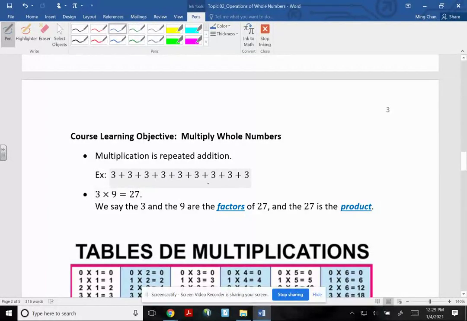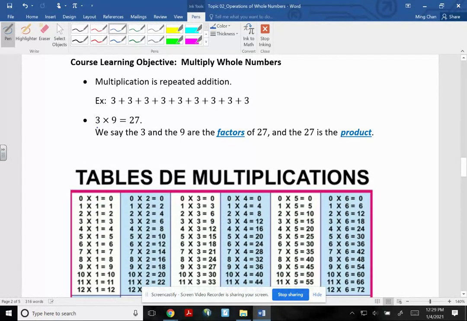So 3 added to itself 9 times is the same thing as 3 times 9. So 3 times 9 is 27. We say the numbers 3 and 9 are called factors of 27. And the 27 is called the product. The answer you get after you multiply is called the product. The answer you get after you add is called the sum. The answer you get after you subtract is called the difference. All right, so we established 3 and 9 are called factors of 27. 27 is the product.